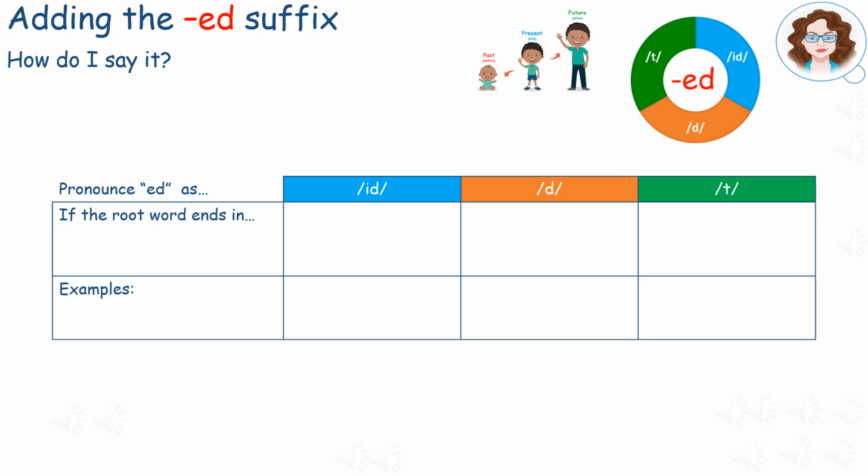You say id if the root word ends in t or d. For example, parted or ended. Have a go saying the words and see if you can hear the id on the end of them.